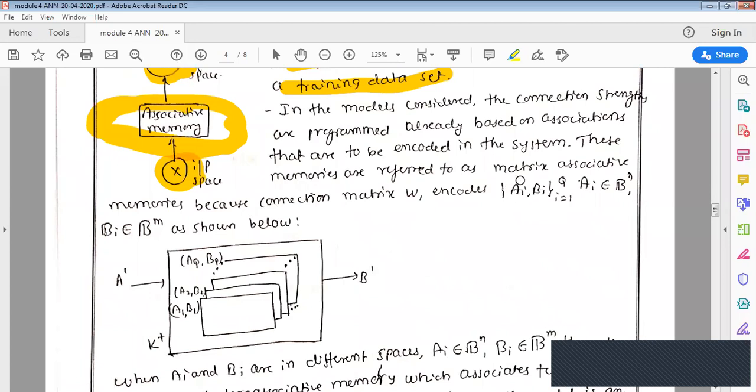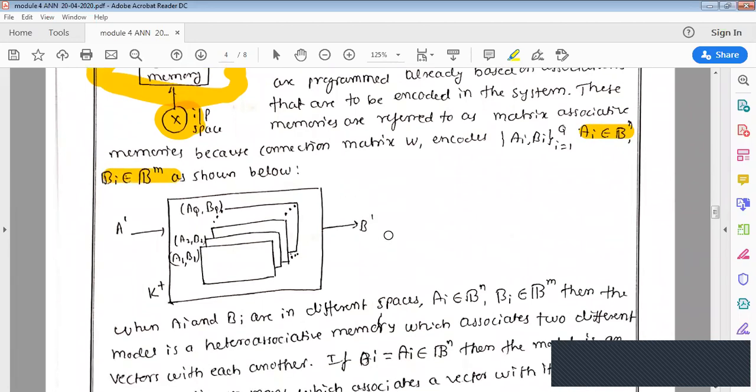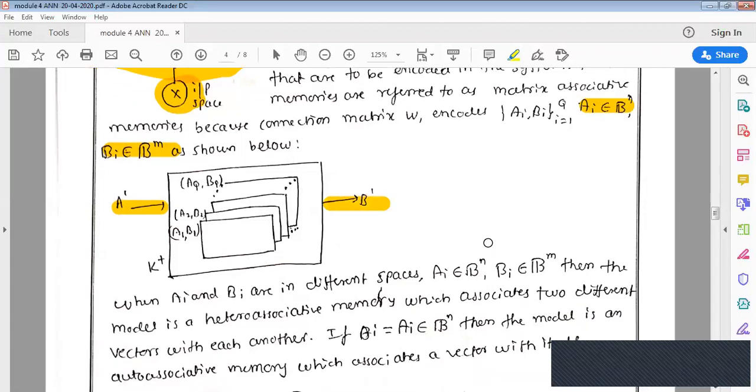Ai, Bi, let us say mapping from input to output, from i equal to 1 to Q. There will be Q iterations. Ai belongs to the input space and Bi belongs to the output space. I will map this as a matrix: A1, B1, A2, B2, and so on up to AQ, BQ. A is the input space and B is the output space in the kth iteration.